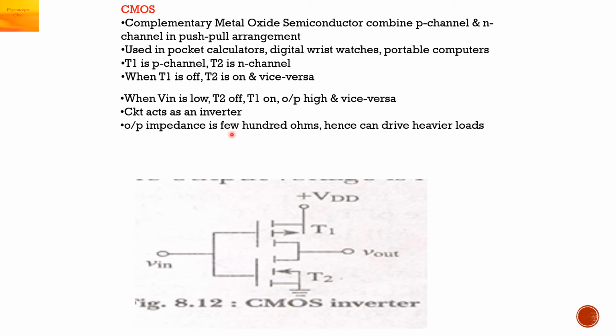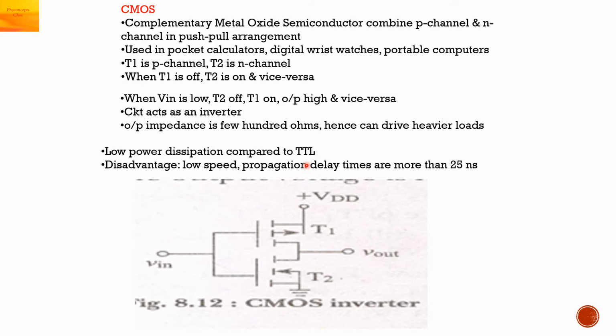The output impedance is few hundred ohms, hence can drive heavier loads. It has low power dissipation compared to TTL devices. Disadvantage is low speed. Propagation delay times are more than 25 nanoseconds.